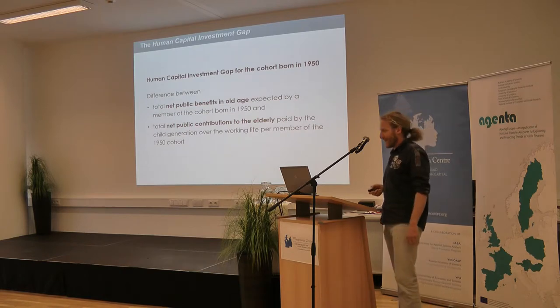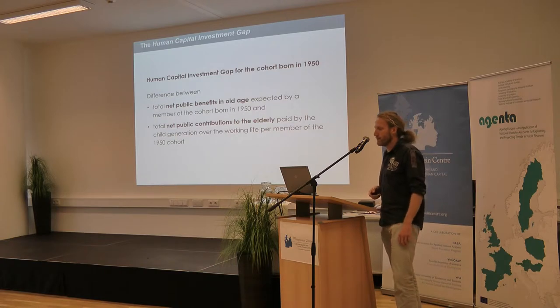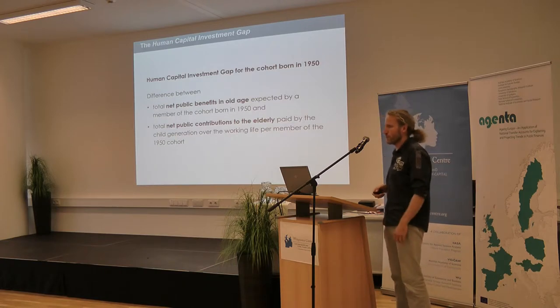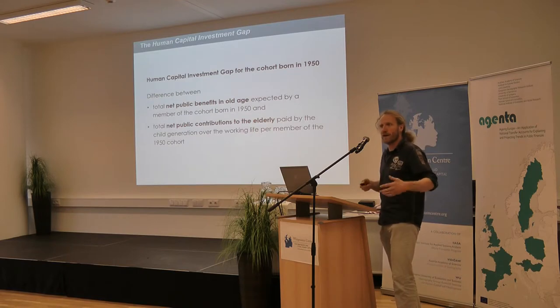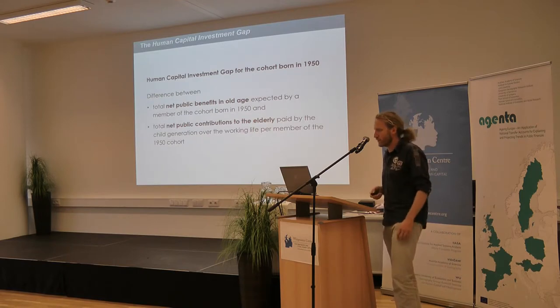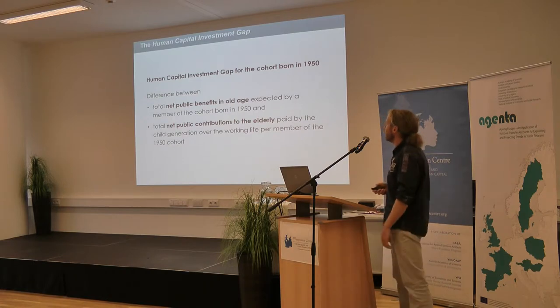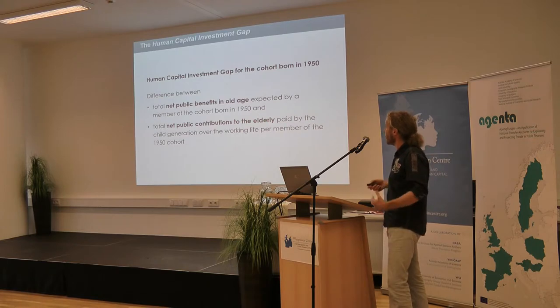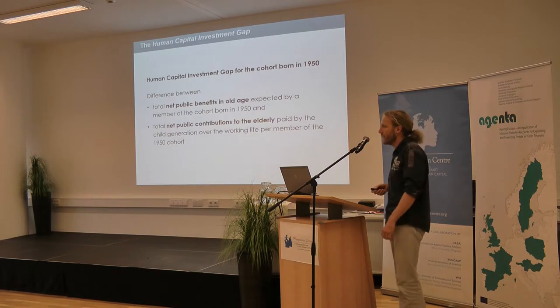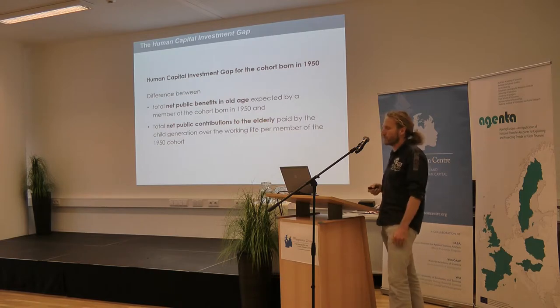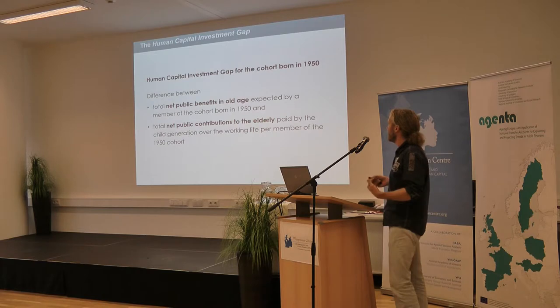So what we do is we calculate this human capital investment gap for a certain cohort. We use the cohort born in 1950. These are those guys who are about to retire at the age of 60 in 2010, where we have the data from. And we calculate the difference between the net public benefits in old age that can be expected by a member of the cohort born in 1950, and the total net public contributions to the elderly that are paid by the child generation over their working life.